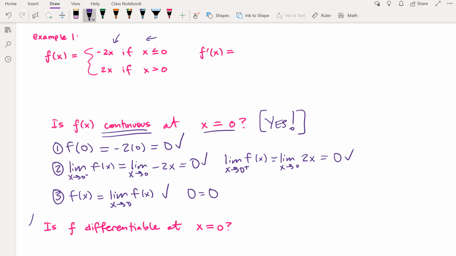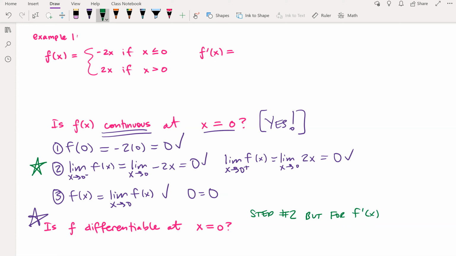Now we're going to answer the question, is f differentiable at x equals 0? The way that you prove differentiability, you're going to do step 2 of the continuity test, but do it for the derivative. So if you want, you can write that down. Step number 2, but for f prime of x.